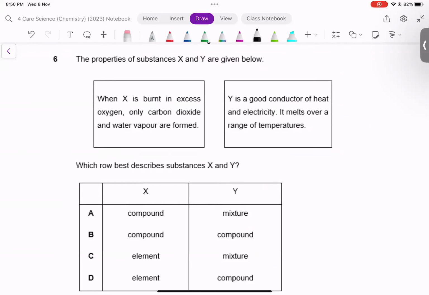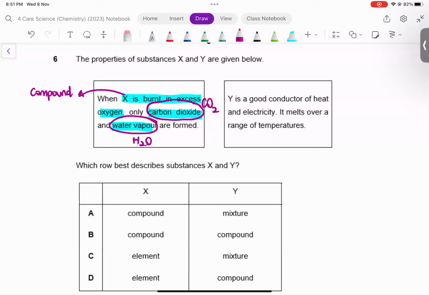Now, when X is burnt in oxygen, carbon dioxide and water vapor are formed. You got two things formed, CO2, H2O. If you form two different products after burning in oxygen, it means that X is a compound. All right, X is a compound because it needs to have both carbon and hydrogen inside X, or else it will not be able to form both carbon dioxide and water.